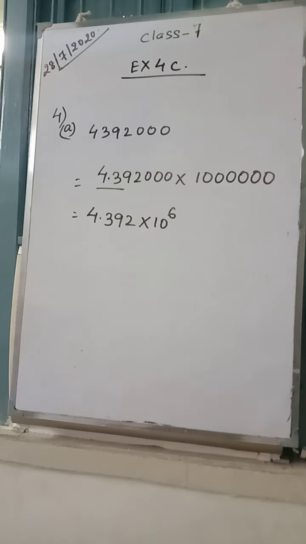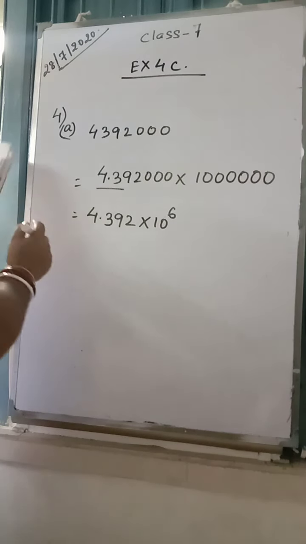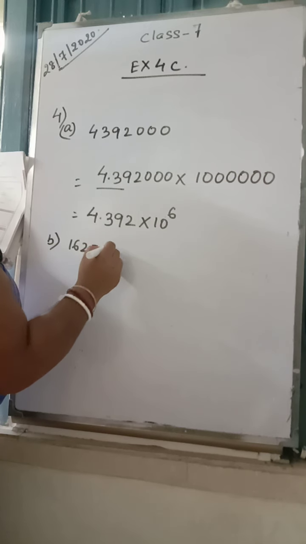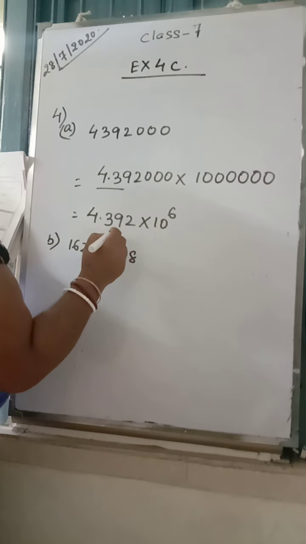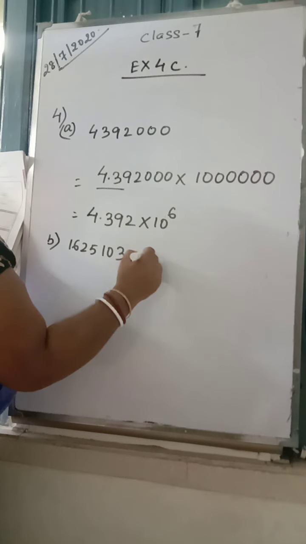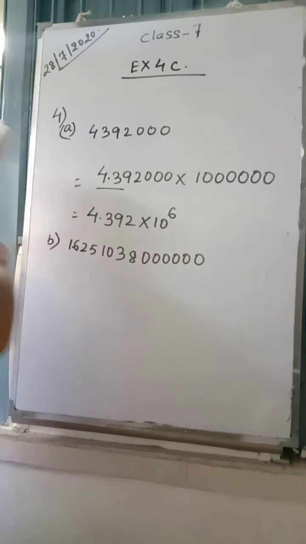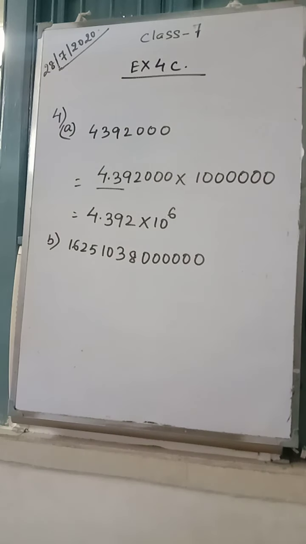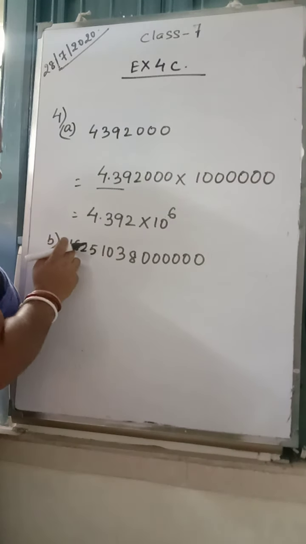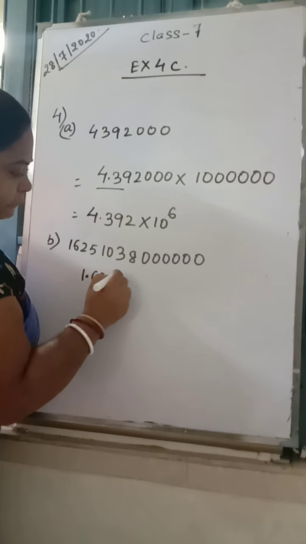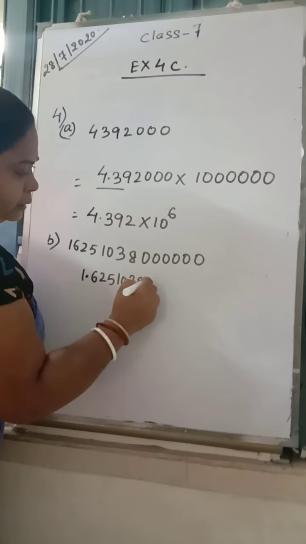Once again I am saying, you can see number B. It is given 16251038. Then after that there are 6 zeros. Now this is a very big number. How to make it between 1 and 10? So I have to place the decimal just after 1. It will be 1.6251038, then 6 zeros.